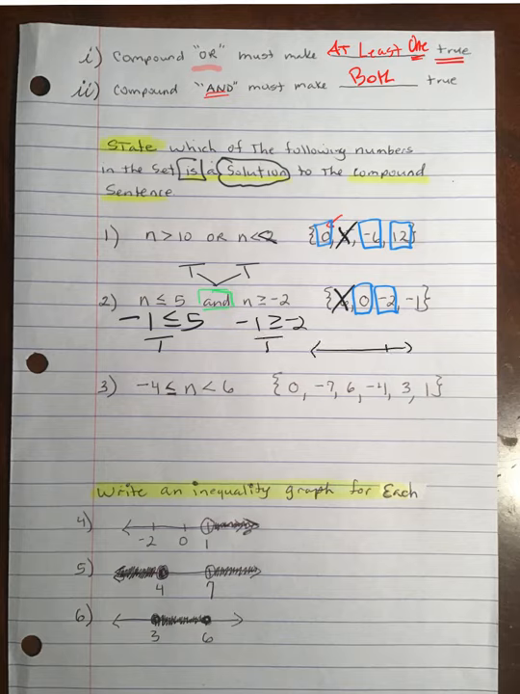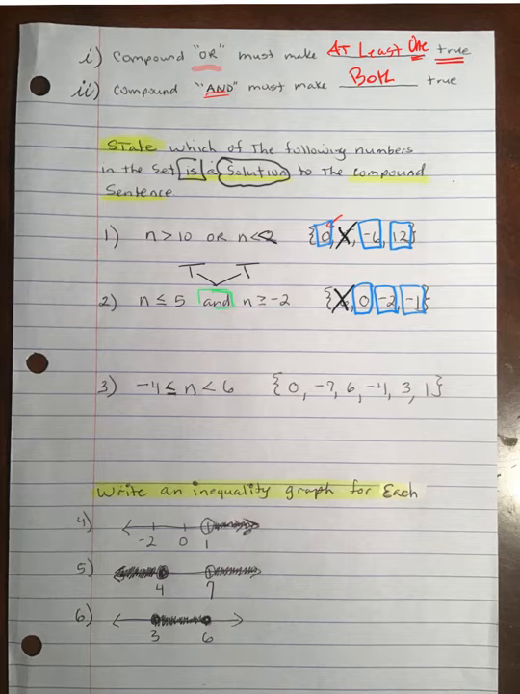Remember, if you have 0, you've got -1, you've got -2. Any number that's closer to 0 is going to be bigger, because as you go further to the left the numbers get smaller, and as you go further to the right the numbers get bigger. So -1 is bigger than -2. Since it made both of them true, -1 is also a solution. So 0, -2, and -1 made both sentences true, so they are solutions to the compound sentence.